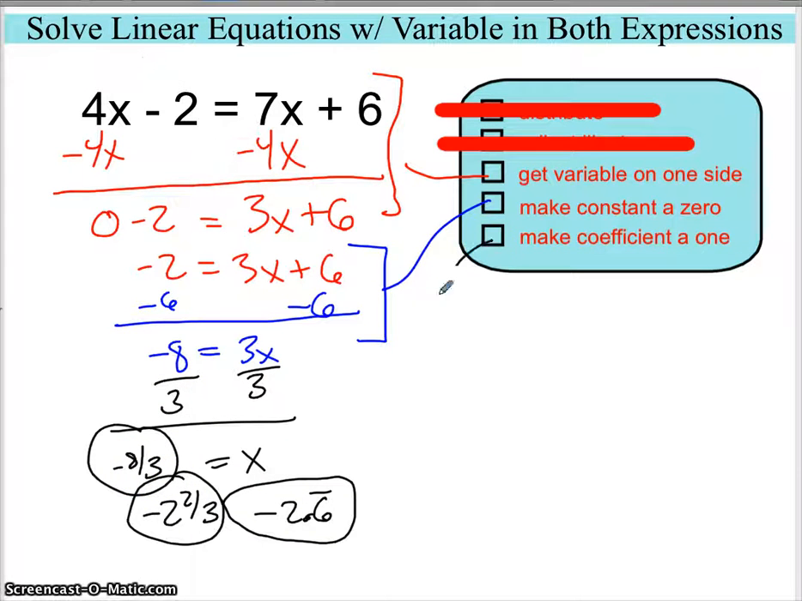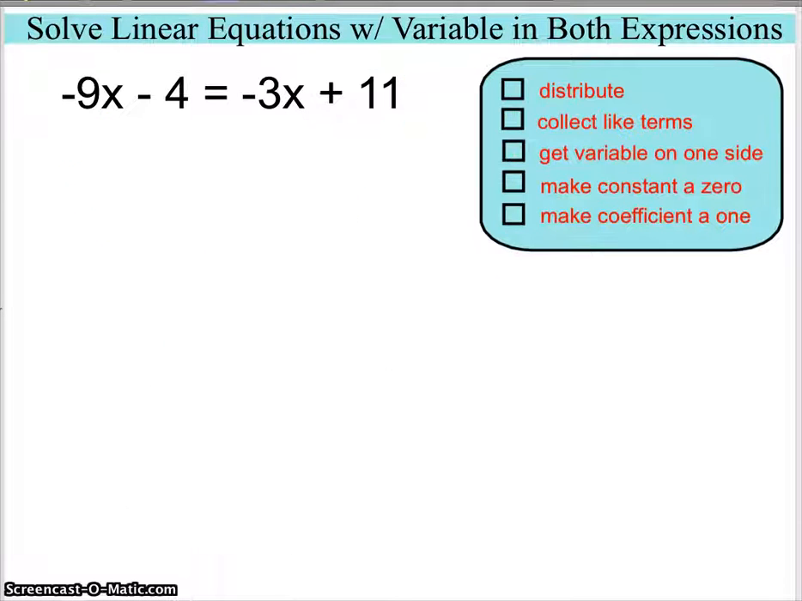and there would be the last step, just making that coefficient a 1. So let's look at just 2 more examples. In this case, we don't have to distribute. There's no groupings, no parentheses or brackets. This side is simplified, 1 variable, 1 constant. This side is simplified, 1 variable, 1 constant, so there's no collecting of like terms.